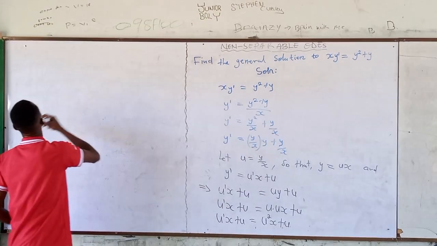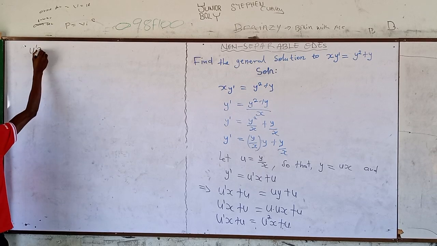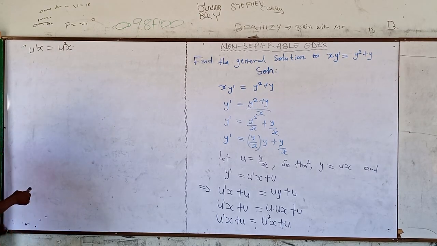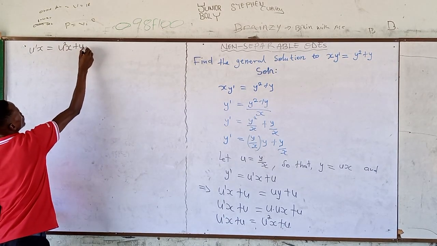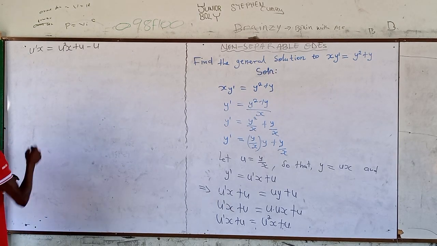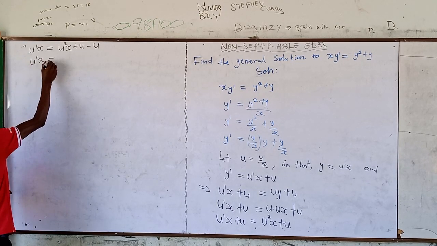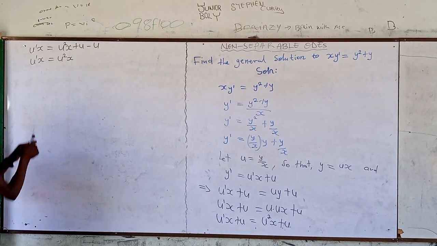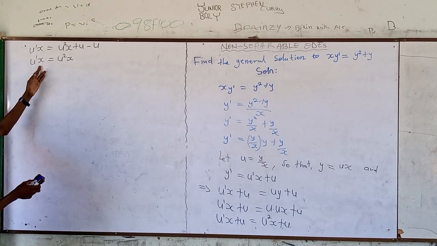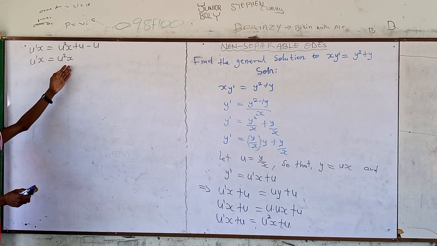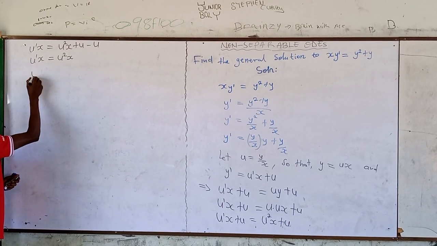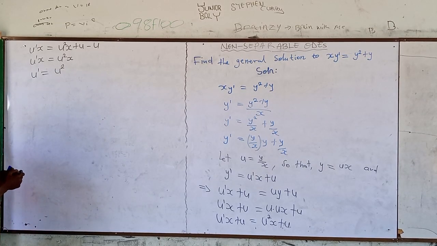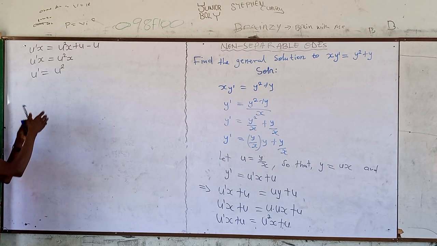And so we have u prime of x to be equal to u squared times x plus u, then minus u. And so we have u prime times x to be equal to u squared times x. U minus u will give us 0. So we have it this way. But note that we have x and we have x here. So if I divide both sides by x, then the equation becomes what? U prime to be equal to u squared. And so at this point, we have been able to separate the variables.